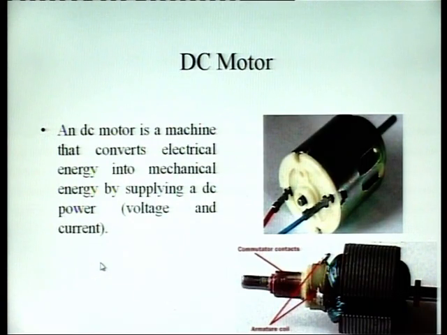Next is the DC motor. A DC motor is a machine that converts electrical energy into mechanical energy by supplying DC power. So, this is the same machine, which will now act as a motor. When we apply electrical energy to this machine, it will act as a DC motor.